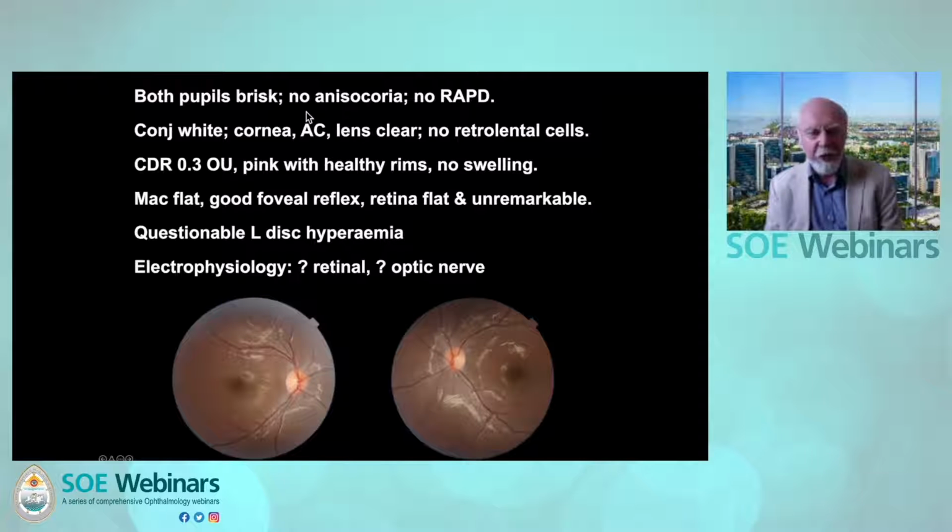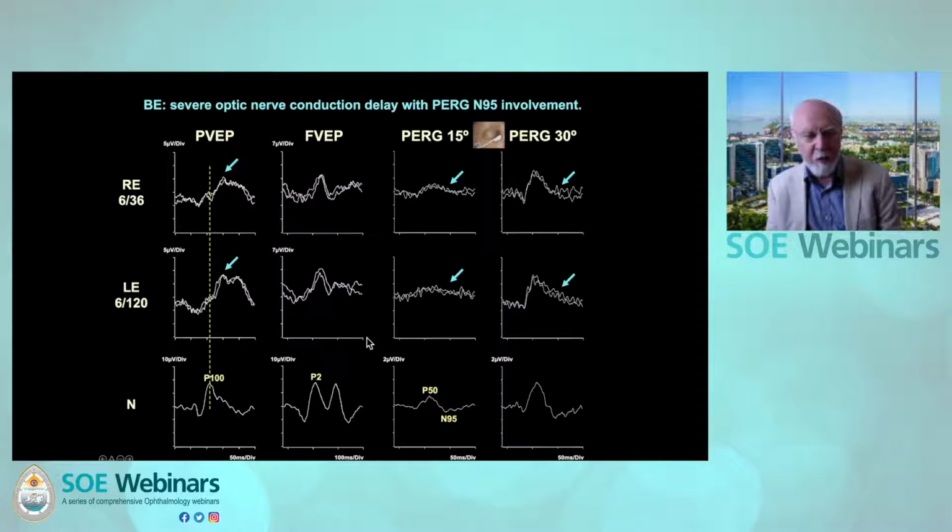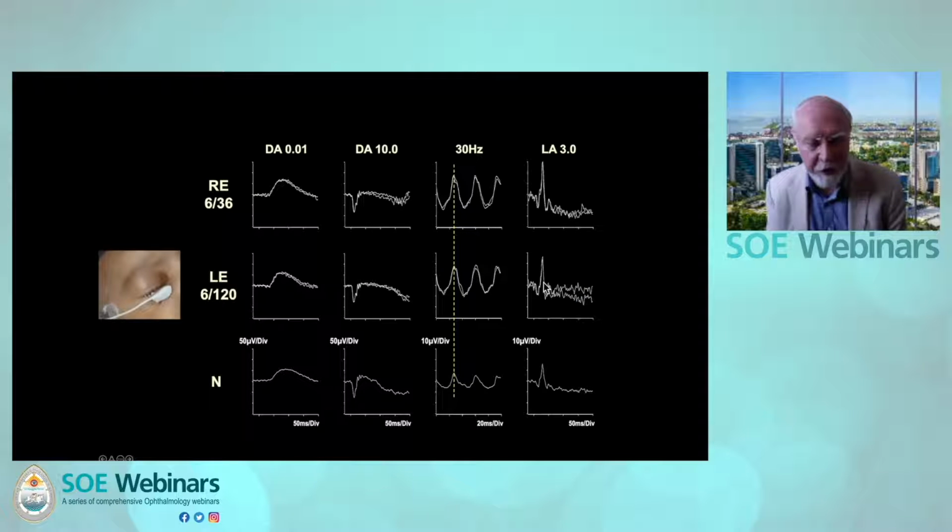There was nothing much in the anterior chambers, nothing much to see in the retina, but there was a suspicion over whether the left disc was slightly hyperemic. And when we look at the electrophysiology, there's a massive pattern VEP delay. Pattern ERGs to a 15-degree field, not so fantastic. The patient wasn't particularly cooperative, with a large field, beautiful P50, no N95. So this is indeed severe optic nerve disease with ganglion cell involvement, and ERGs, again, with skin electrodes, normal.